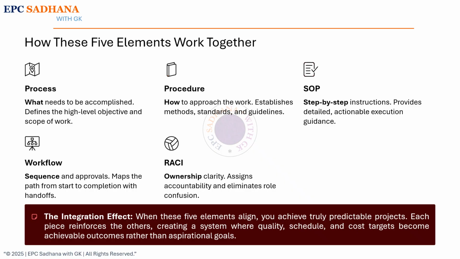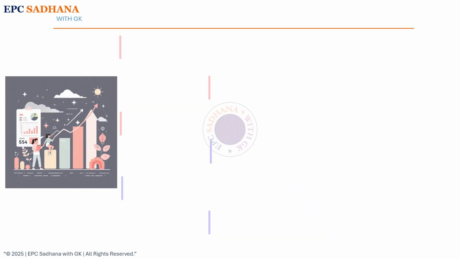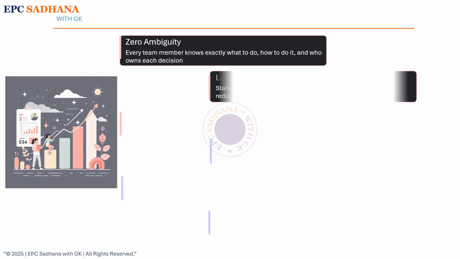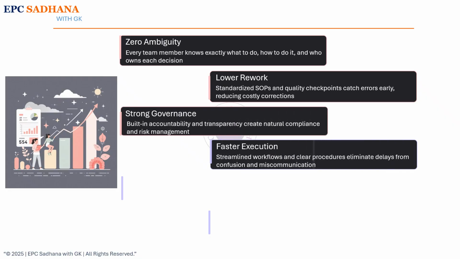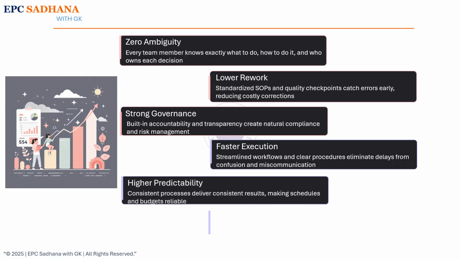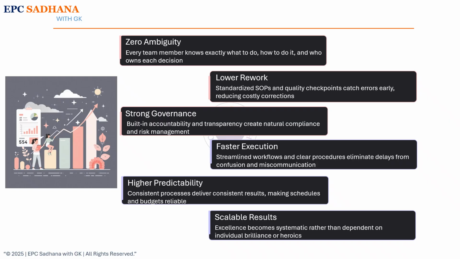Imagine building a flyover with only drawings and no reinforcement schedule. Similarly, documenting only one part of a process leads to future failures. Implementing these five building blocks transforms how your organization executes projects. There would be zero ambiguity, lower rework, strong governance, faster execution, high predictability, and scalable results.